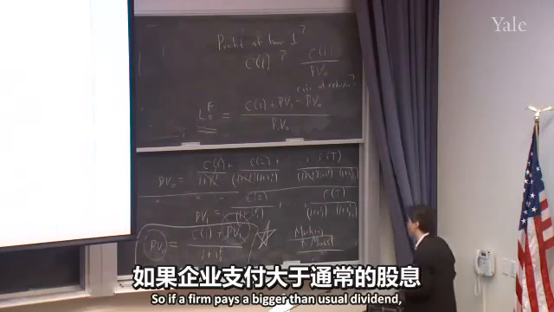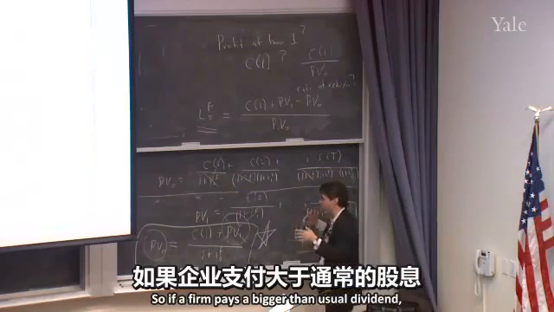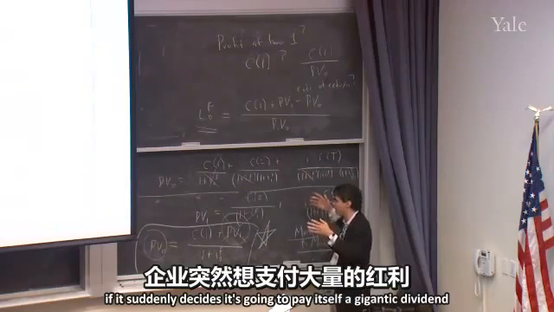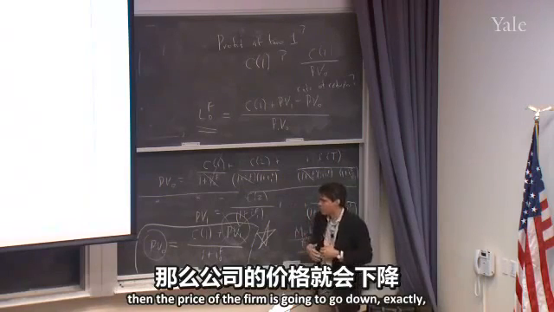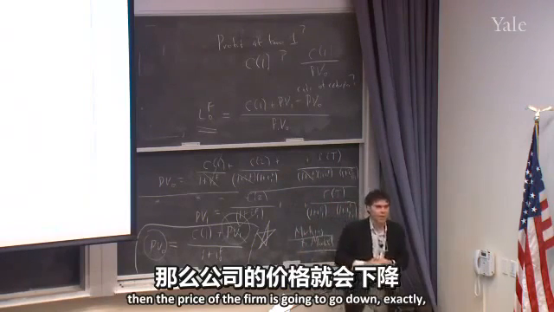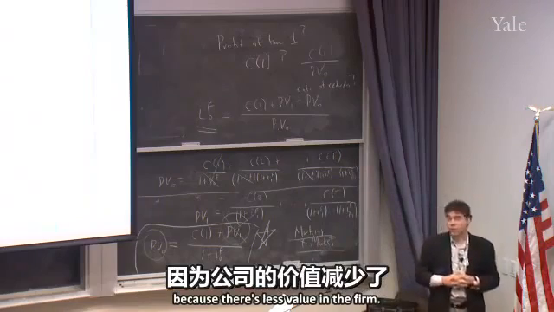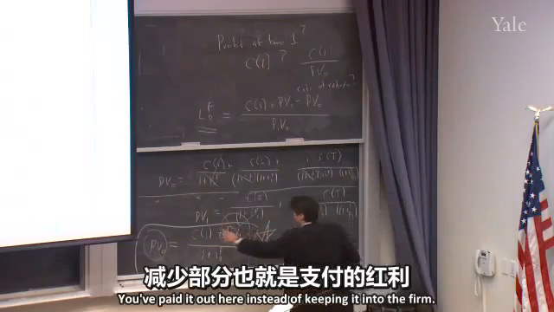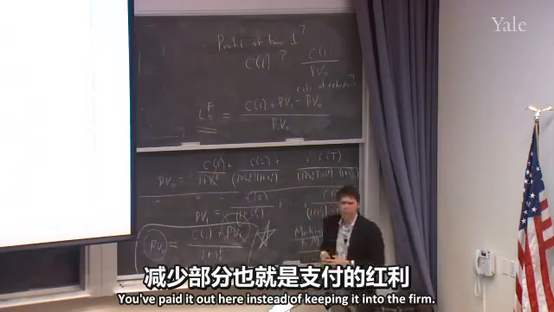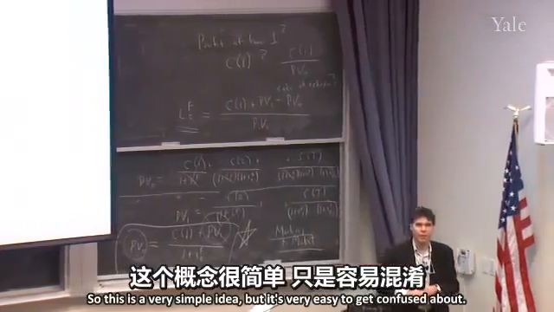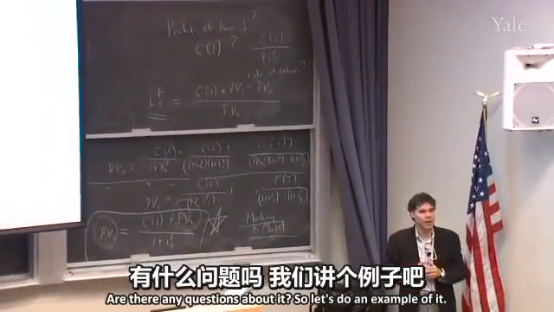Precisely that. So if a firm pays a bigger than usual dividend, if it suddenly decides it's going to pay itself a gigantic dividend, then the price of the firm is going to go down. Exactly, because there's less value in the firm. You've paid it out instead of keeping it in the firm. So this is a very simple idea, but it's very easy to get confused about it. Are there any questions about it?